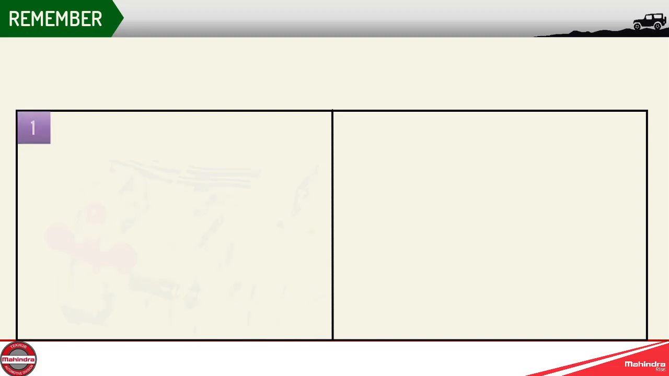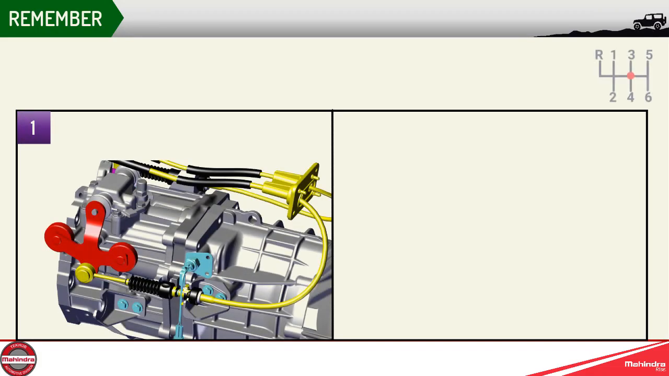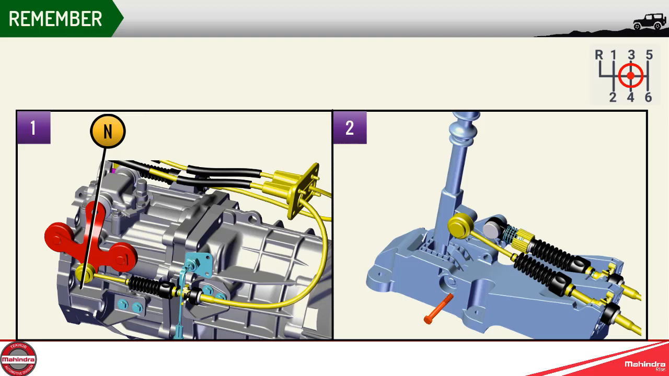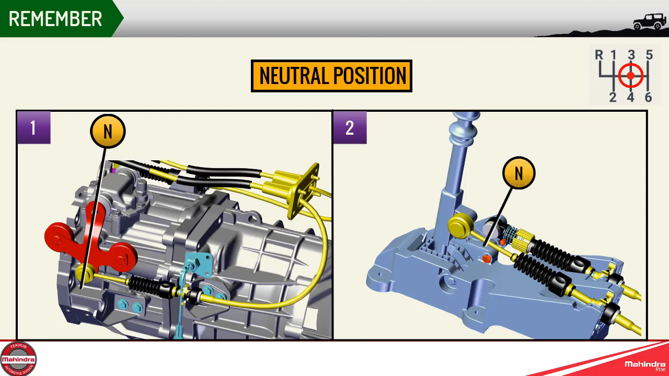We must remember two things. 1. At the time of shift cable adjustment, shifter lever should be in neutral position on transmission. 2. Always match the holes on shifter housing and selector arm on shift lever to ensure that selector arm is in neutral position.